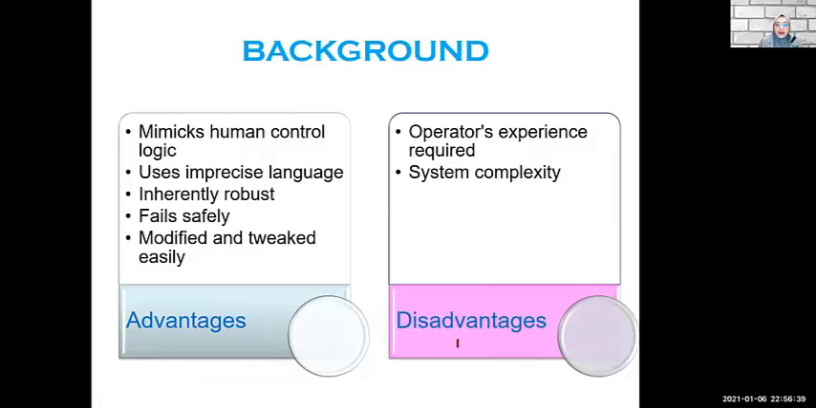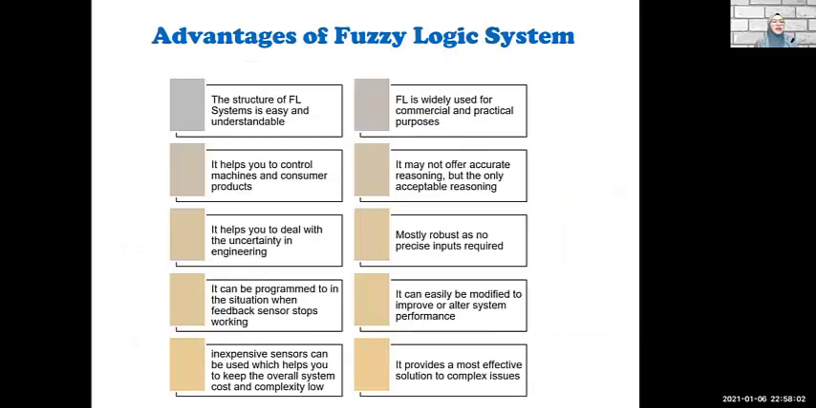So what is the advantage of fuzzy logic? Mimic human control logic, use imprecise language, inherently robust, fail safely, modify and tweak easily. The disadvantage is operators' experience is required. That means we need to have knowledge about the application so that we can embed the human knowledge into the system to make a decision. Then system complexity. These are some more advantages of fuzzy logic system.